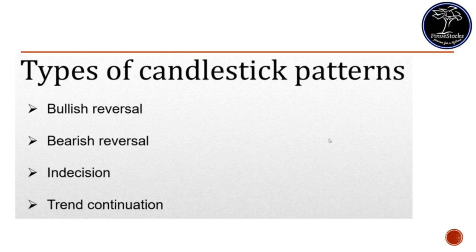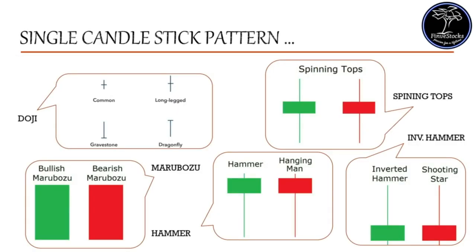We will see each one in our next video. In our next video, we will see single candlestick patterns. The main types of single candlestick patterns are doji, which is an indecision candle, then the spinning tops, which are also a type of indecision candle, then the bullish marubozu and bearish marubozu, hammer, hanging man, inverted hammer and shooting star. So we will see in detail each one by one in our upcoming videos.